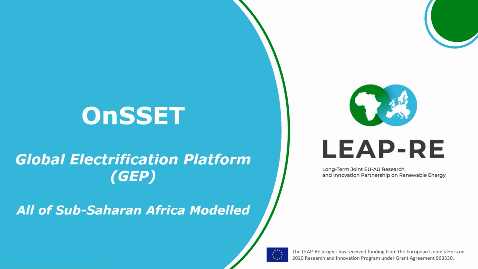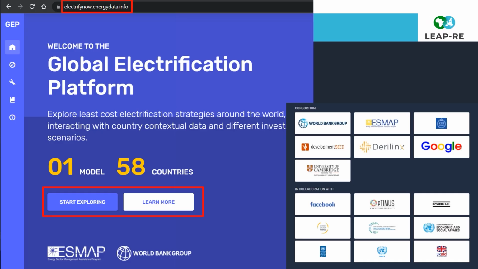To access the Global Electrification Platform, go to the link electrifynow.energydata.info. Here you will find the Global Electrification Platform, which has modeled more than 58 countries.